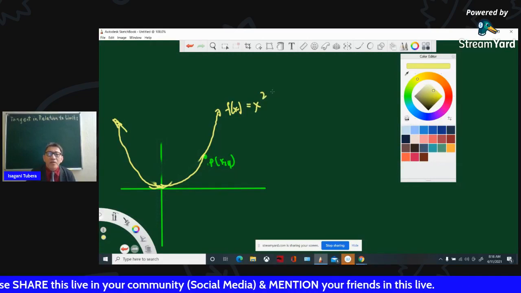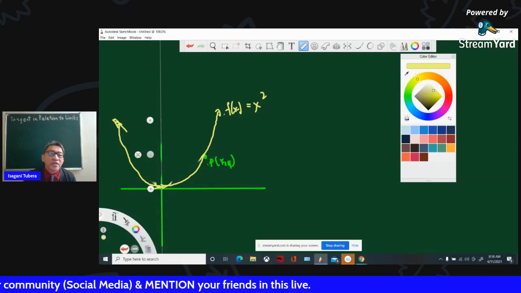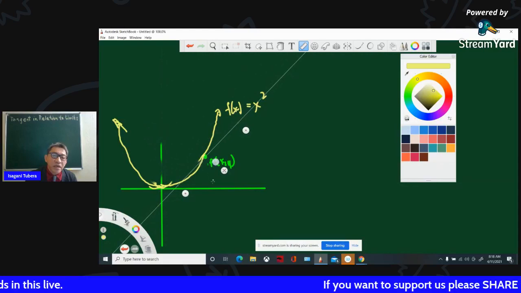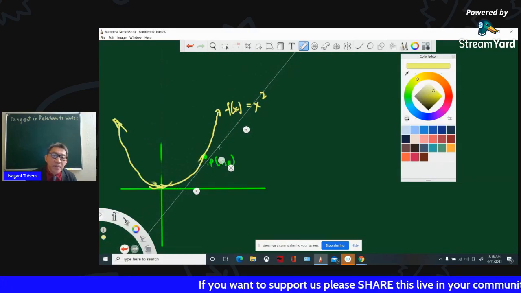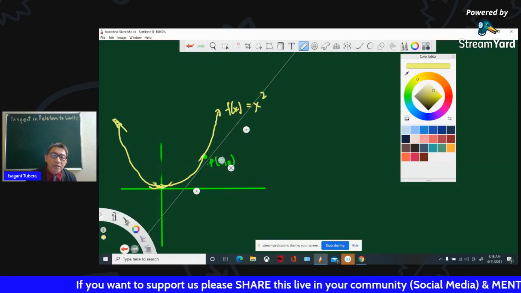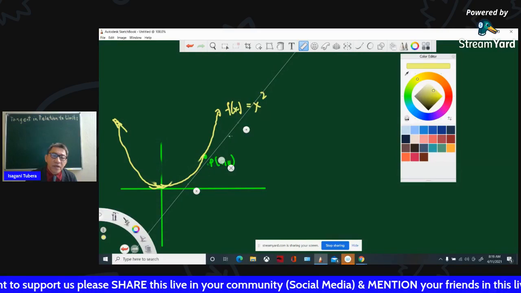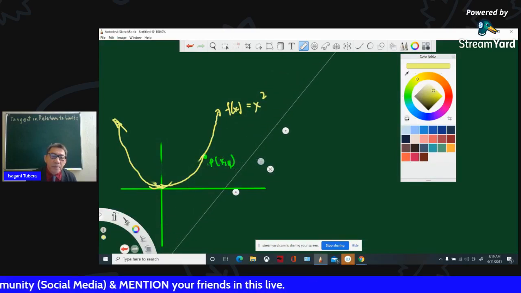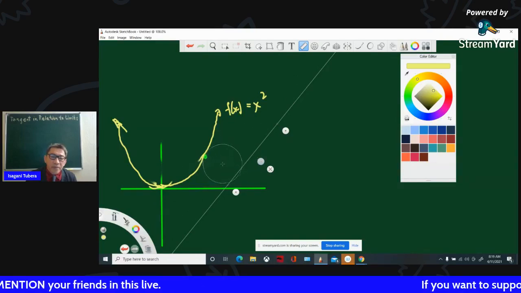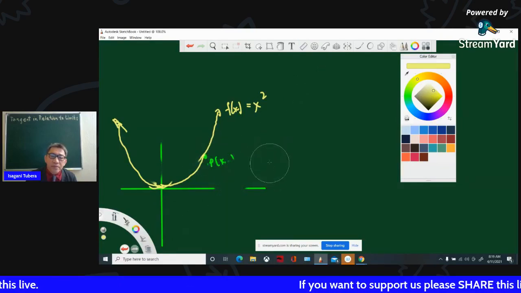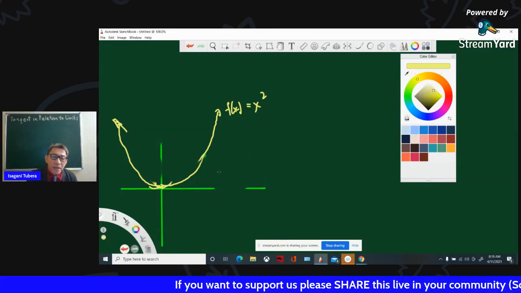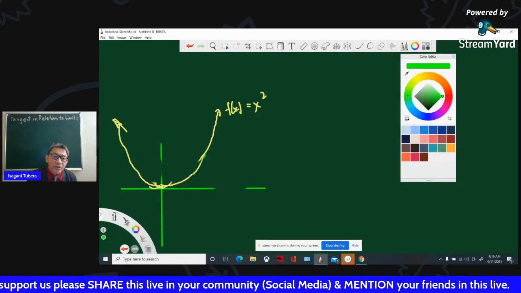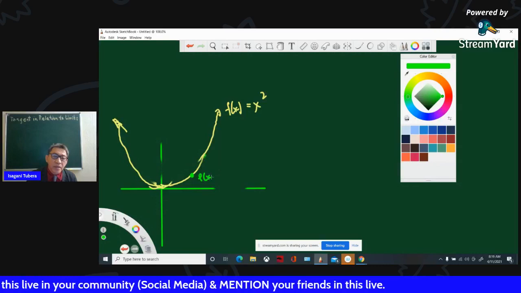Our concern is to find the tangent line. Where is the tangent line? This is our concern, the tangent line here. I'll put the point here so that it's better if I point. Put the point here. That's P, x and y.